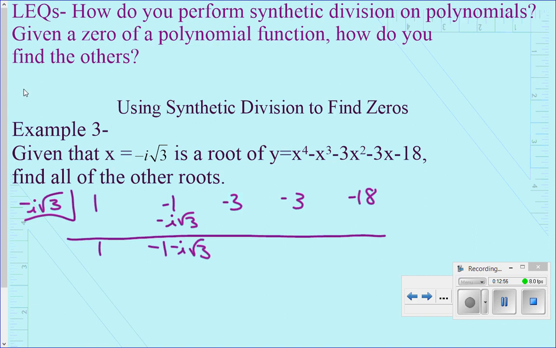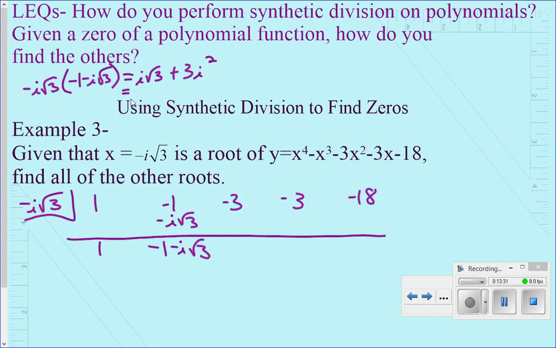So I'm distributing negative 1 minus i root 3 to negative i root 3. So I'm going to write that out. Negative i root 3 times the quantity negative 1 minus i root 3. So let's take that nice and slow. We're going to do negative i root 3 times negative 1 first. A negative times a negative is a positive, and 1 times i root 3 is i root 3. Now, negative times a negative is a positive. Root 3 times root 3 is 3, and i times i is i squared.